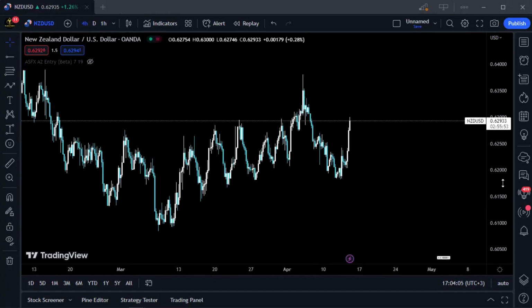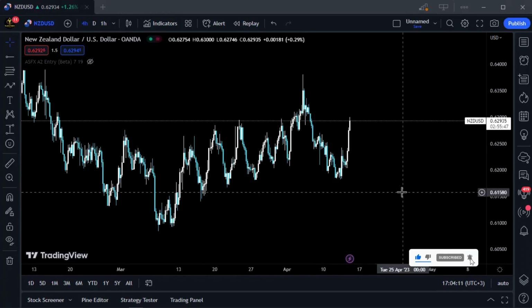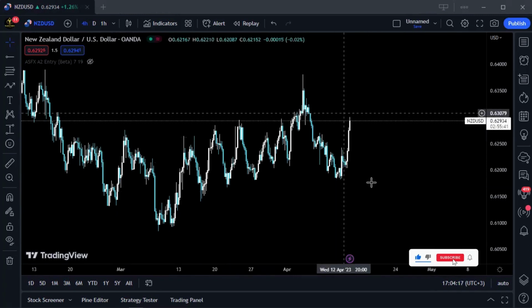Now, when it comes to support and resistance market structures, the first thing you need to understand is that it's not a line, it's not a point, it's a zone.